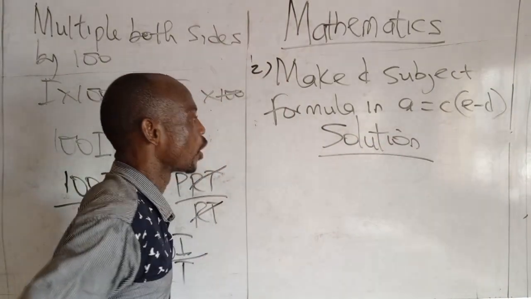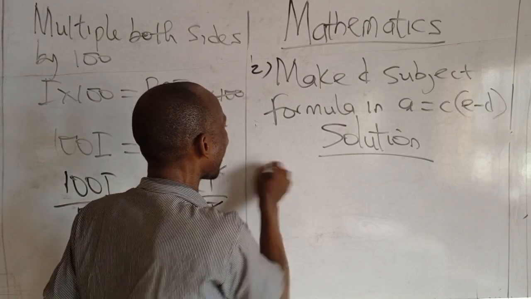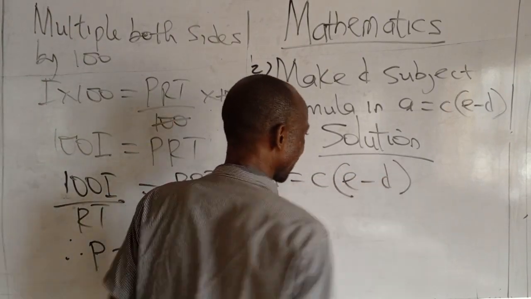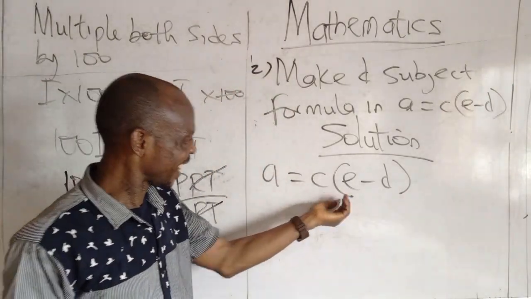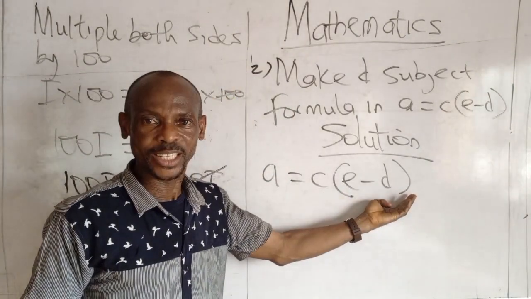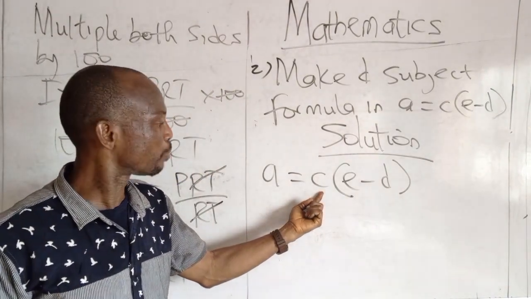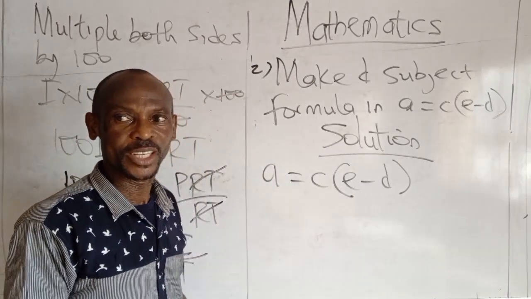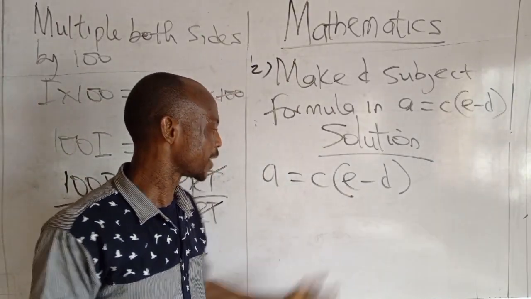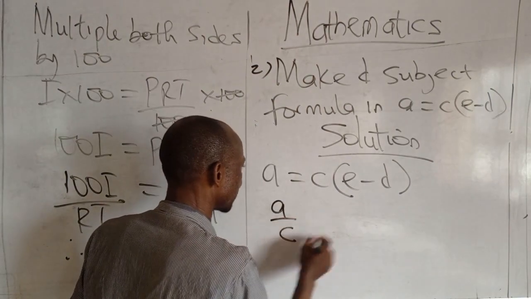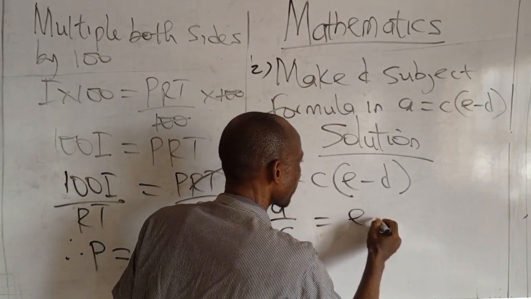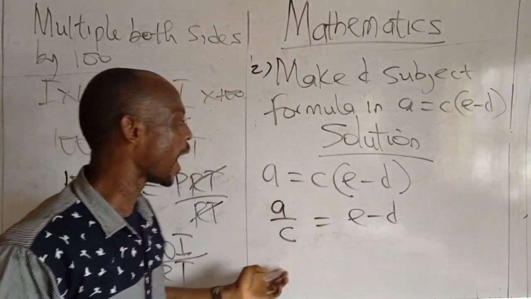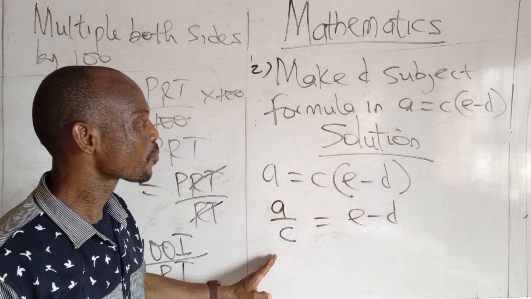Now let's look at the solution. A is equal to C, bracket open, E minus D, and bracket close. First, our C is multiplying the values in the bracket. To pull this C from this point, we are going to divide both sides by C. So when we divide both sides of the equation by C, we now have A over C becoming E minus D, because when C divides this side, it cancels out.